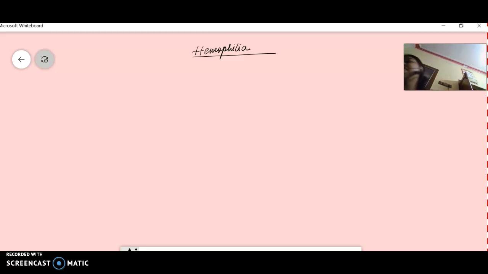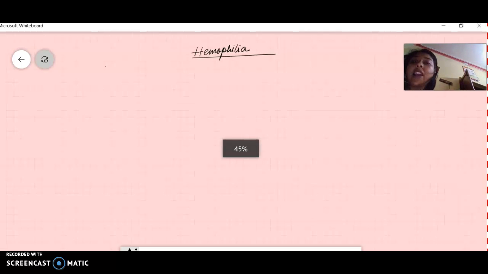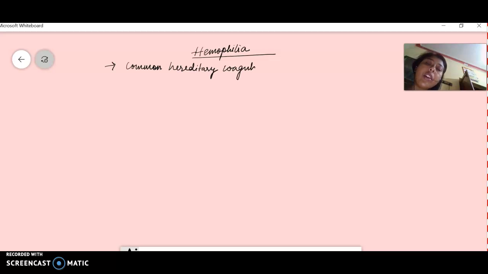Now we are basically discussing the monogenetic disorders and all those different kinds of genetic disorders, which are rare, but if one is affected, it is very difficult to treat. So when we talk of hemophilia, you know that hemophilia is a common hereditary coagulation blood disorder.